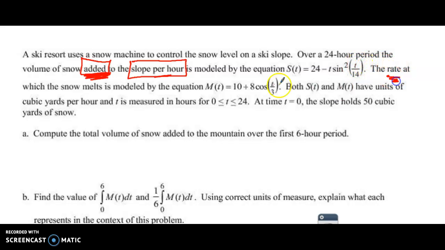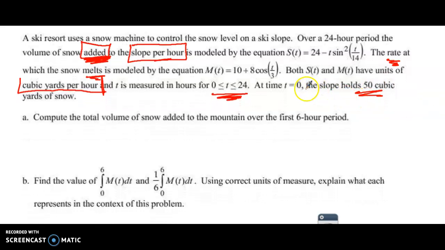And then they say the rate at which the snow melts, so think about melting as taking away, is modeled by this equation. Oh, here are the units. Units are cubic yards per hour, and they're only measured from 0 to 24 hours. At t equals 0, our slope holds 50 cubic yards of snow. So that's super important, maybe even important enough to highlight.